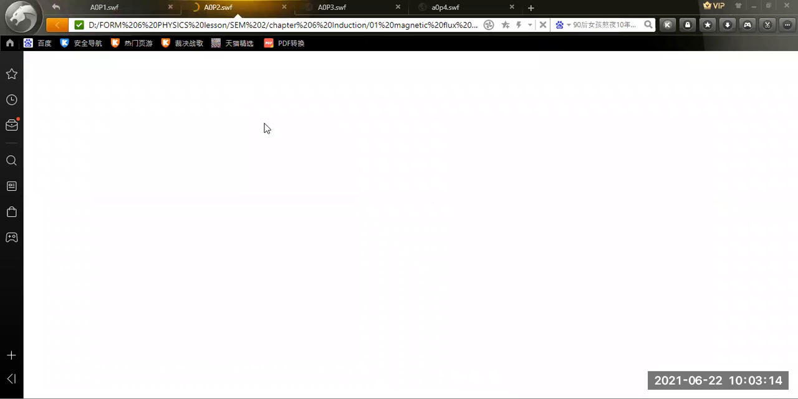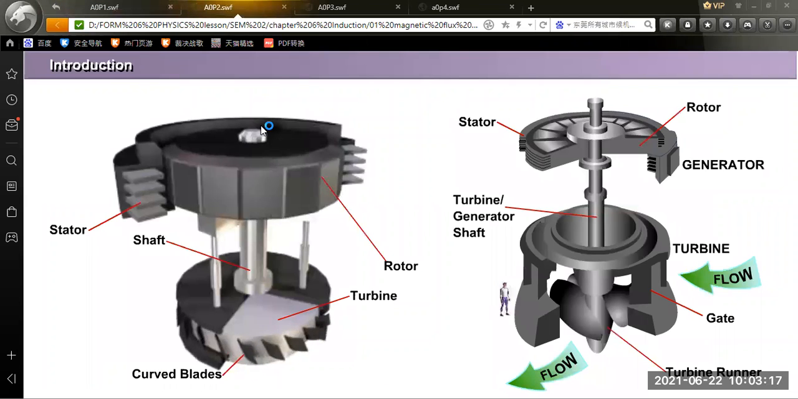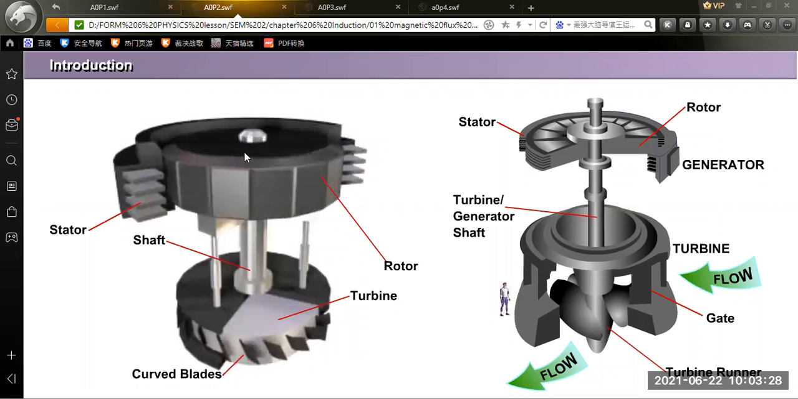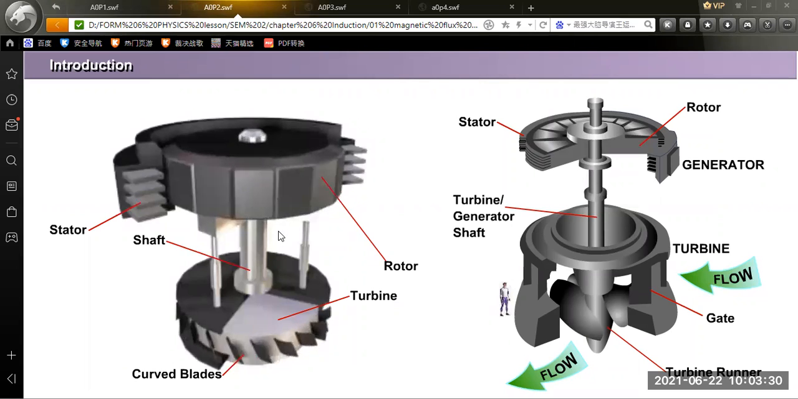The next slide shows how the generator is turning to produce the current. So we have two types of generator. For the first, we look here, we have the magnet and the turbine is turning. So the turbine is turning, causing the magnetic flux to change and generate electricity.